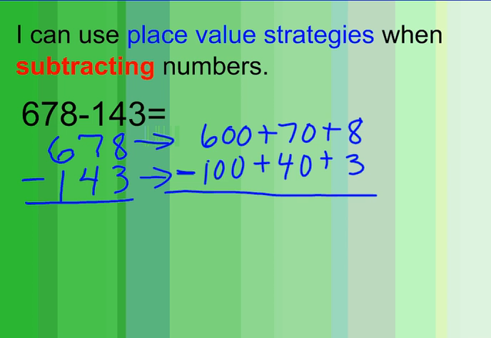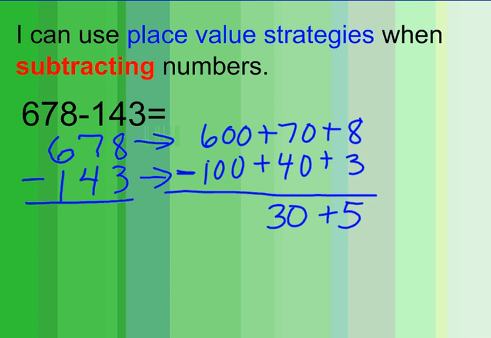I'm going to start in my ones column. I have 8 take away 3. I can subtract 3 from 8, so I'm going to go ahead and subtract my ones. 8 take away 3 is 5. I'm going to put my addition sign to show my expanded number. Then I have 70 take away 40. I can take away 40 from 70, which equals 30.